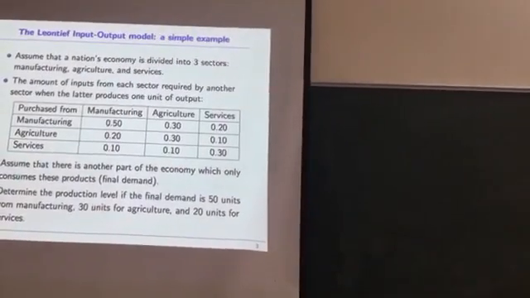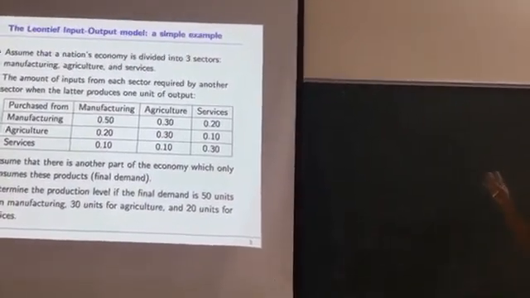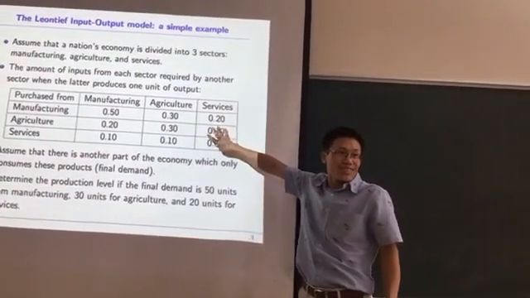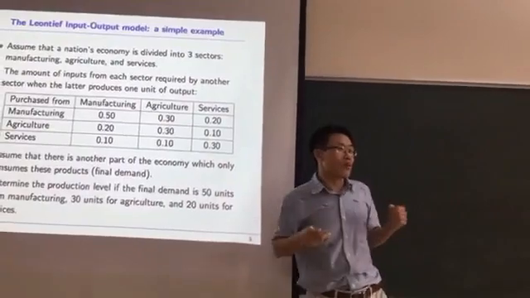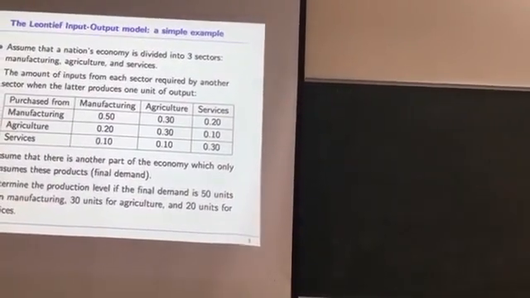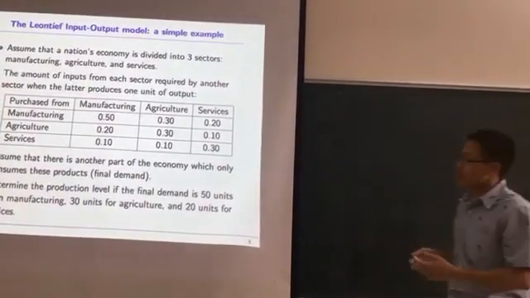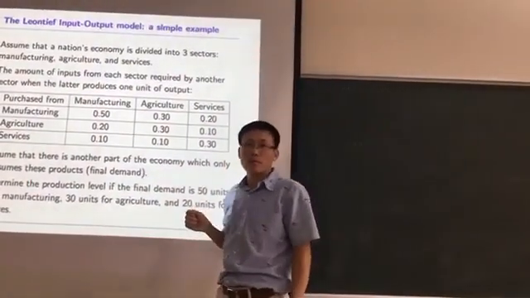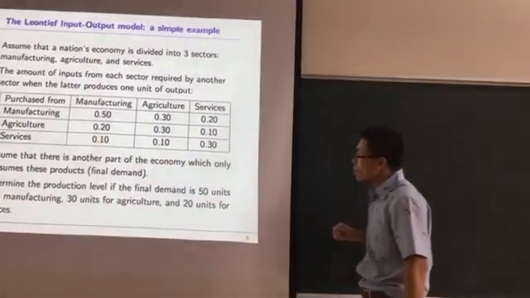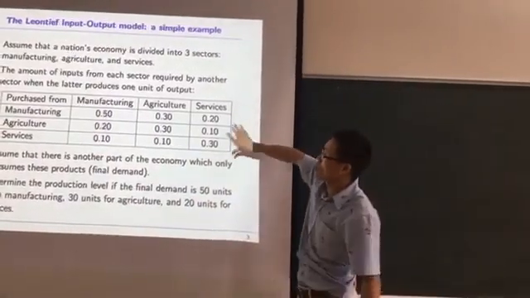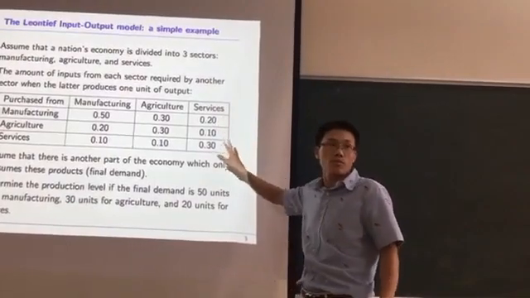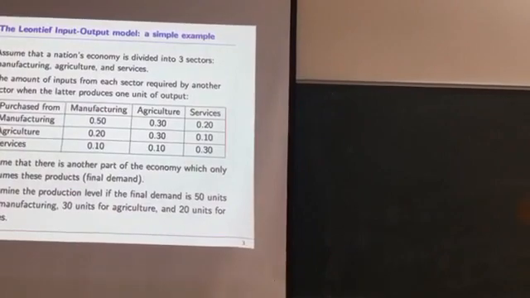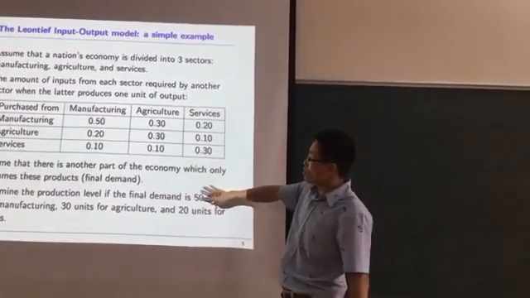But of course, if all the products are consumed by these sectors, then nothing's left for us, right? Or we want something more. So there's another sector, what we call the open sector, or what I call the final demand. This final demand determines how much of the product we should produce.